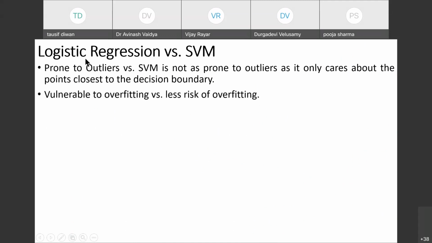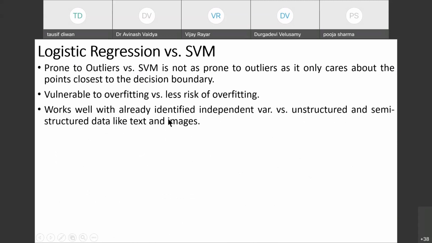Logistic regression is vulnerable to overfitting, but in SVM there is less chance of overfitting. Logistic regression works very well with the identified independent variables, but this is not the case with SVM. SVM works well with unstructured and semi-structured data, such as text and images also.